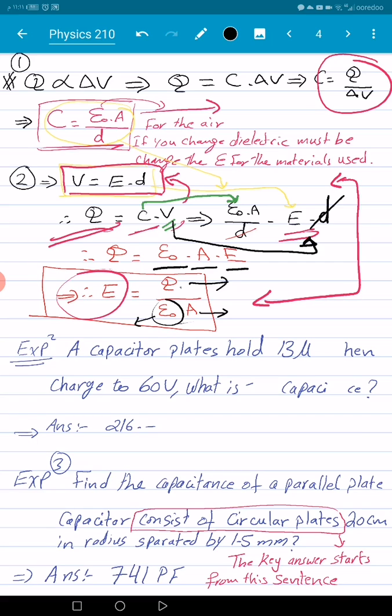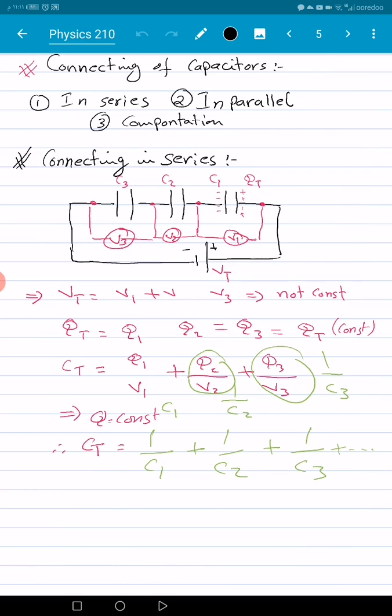A capacitor's plate hold, that is the second example. You can try to solve it. And the third one, number 5, it's about the connection. The connection of the capacitors.